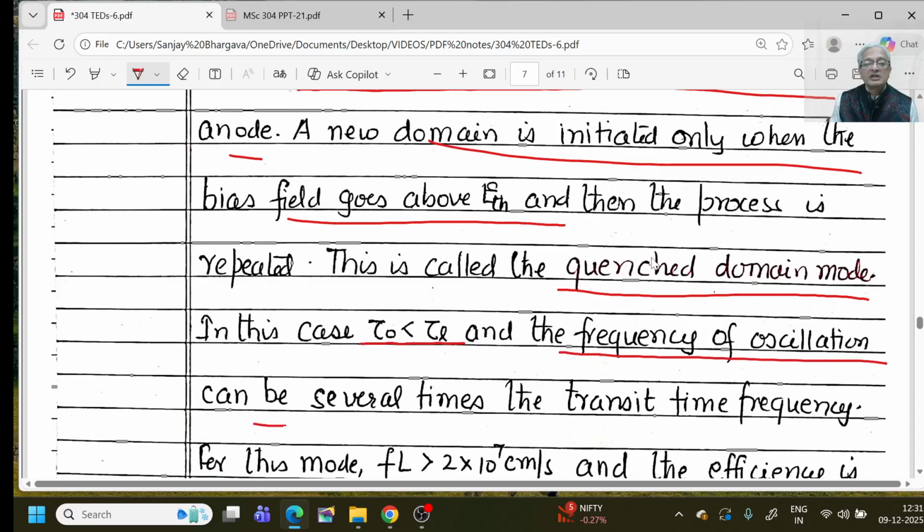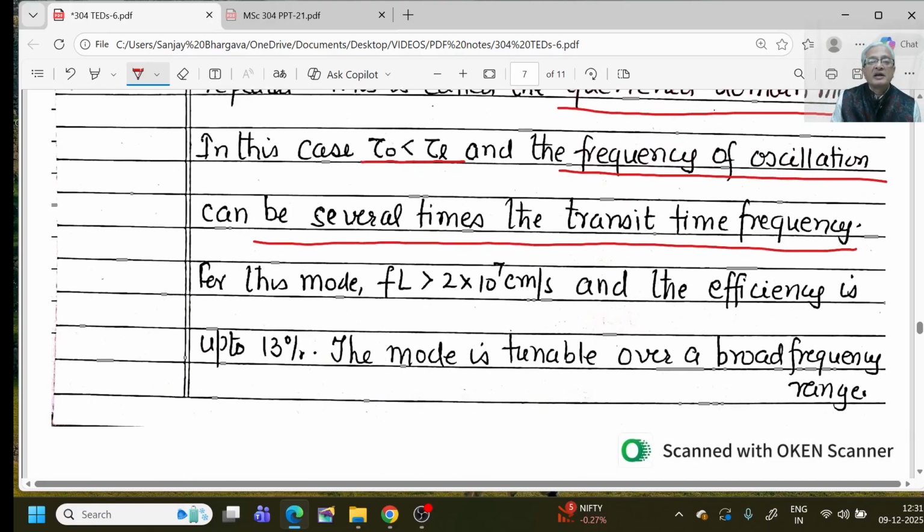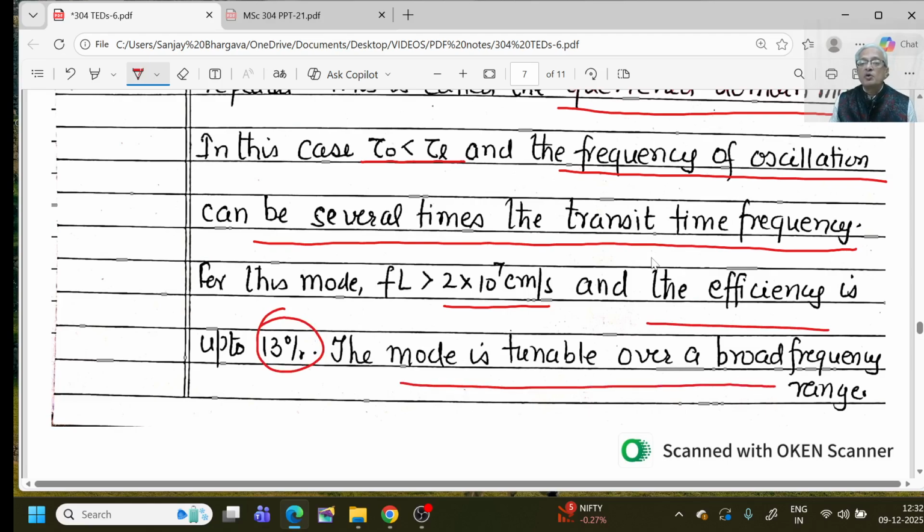Frequency of the oscillation can be several times the transit time frequency. For this mode, FL is greater than 2 into 10 raised to power 7 centimeter per second and the efficiency is up to 13%. This mode is tunable over a broad frequency range.